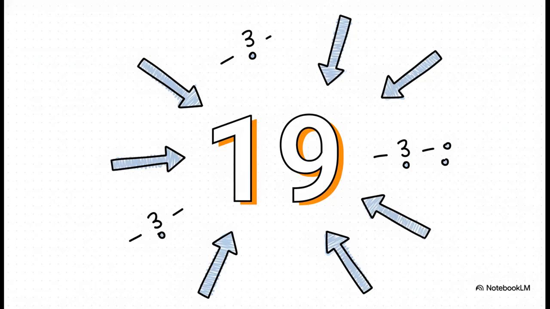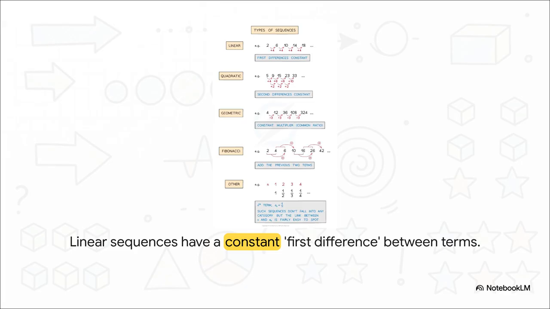Pretty straightforward, right? So this right here is exactly why we call these linear sequences. In that first example, the jump between each number, what we call the first difference, was a constant +4. And in the second one, it was a constant -3. That unchanging step, that's the signature move of a linear pattern.